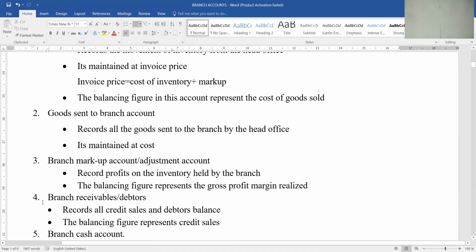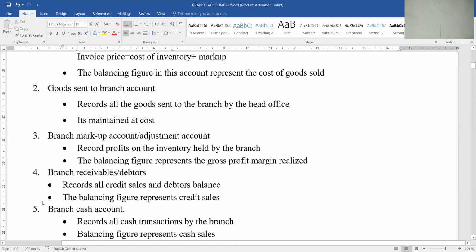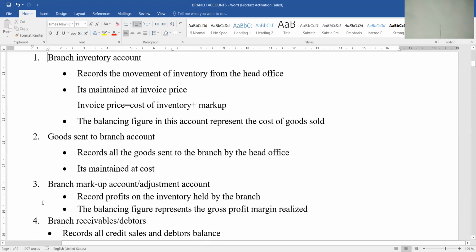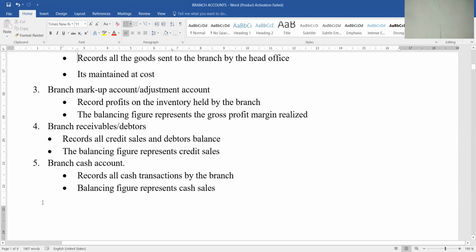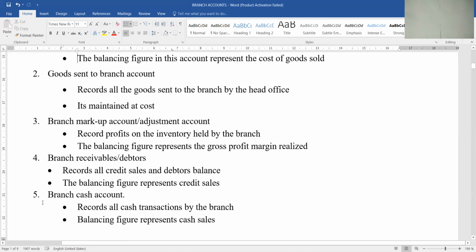Then another account we prepare is the goods sent to branch account. The goods sent to branch account records all goods sent to the branch by the head office. So all the goods which the branch received from the head office are recorded under the goods sent to branch account. It's maintained at cost. Remember that the first one, we said, is maintained at invoice price, which is the cost of inventory plus the markup. Then the goods sent to branch account is maintained at cost.